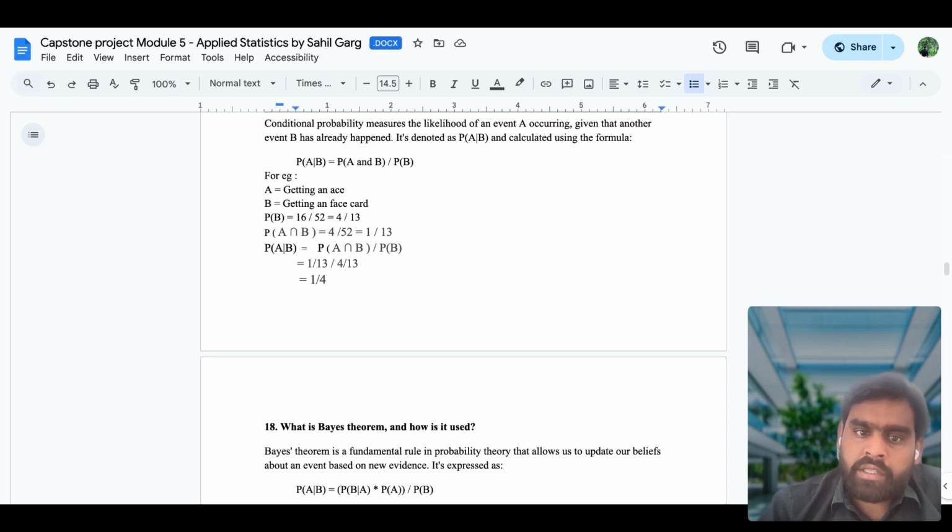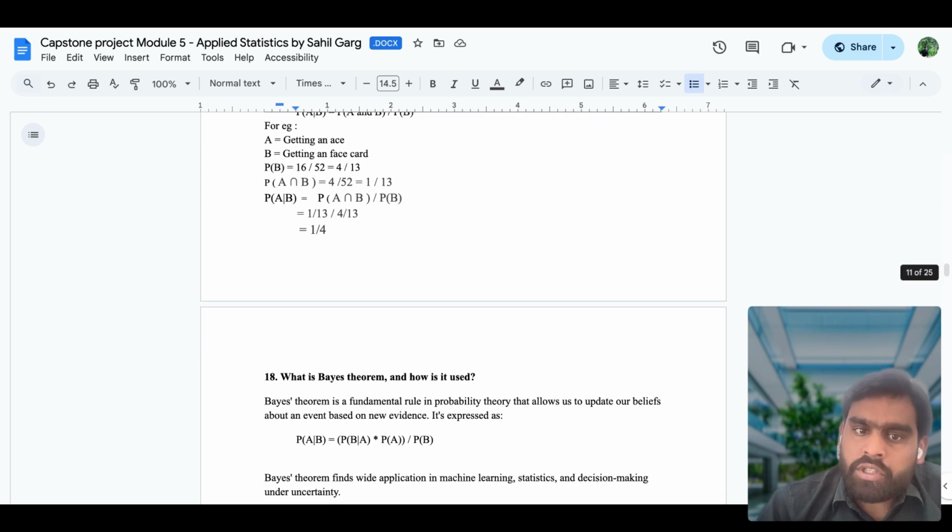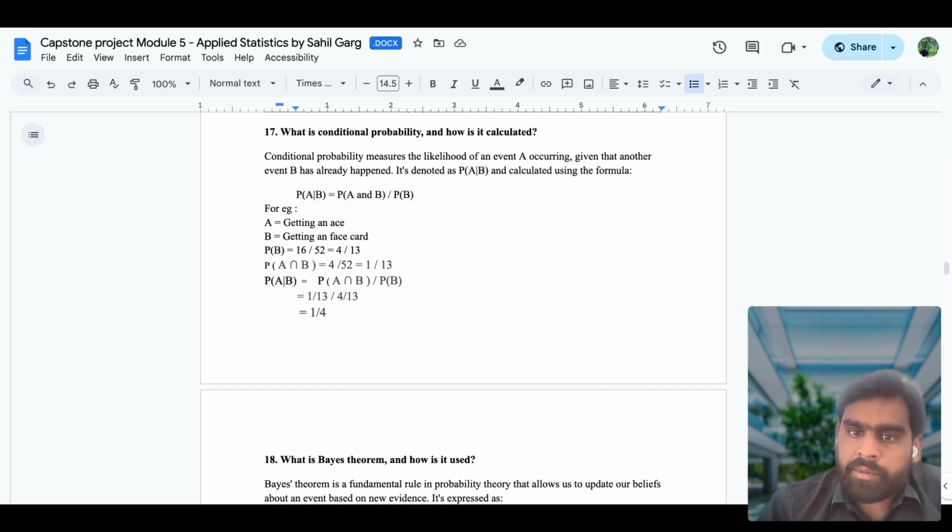Putting this in the formula, P(A|B) would be 1 upon 13 divided by 4 upon 13. That would be 1 by 4. So this is called conditional probability. That means if we get a face card and we have to get an ace after that, getting an ace after getting a face card would be 1 upon 4.